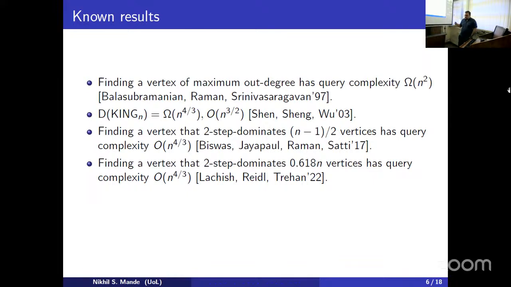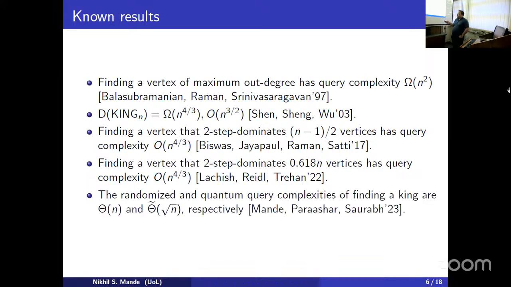But now, if you actually want to find a king that 2-step dominates all other vertices, but you allow for randomized or quantum query algorithms, we studied this last year. And there it's much easier to actually show tight bounds. So we are matching upper and lower bounds in this case.